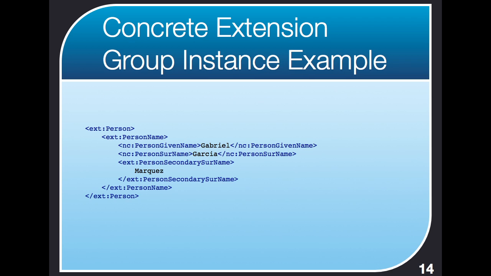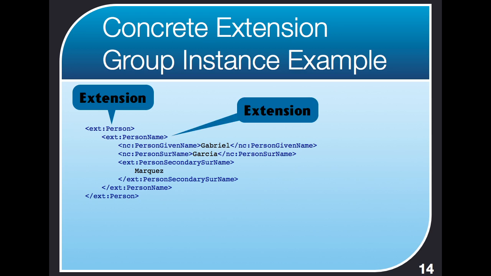So here's what the instance document looks like with concrete extension. We've got a person on the outside, that's the big person object. Inside of there is a person name, inside of there is a given name, surname, and a secondary surname. It looks almost exactly like the substitution group version. The only difference is on the prefixes. If you look carefully at the prefixes, you'll see there's an additional extension. We've got the extended person name, and the extended person secondary surname.